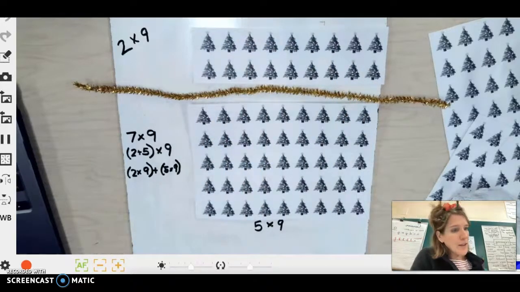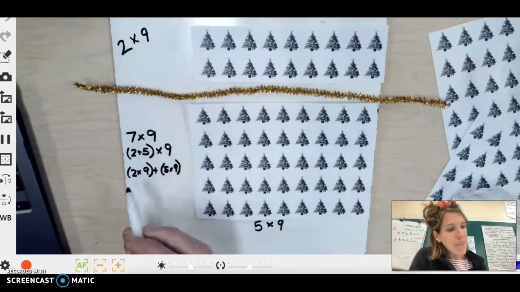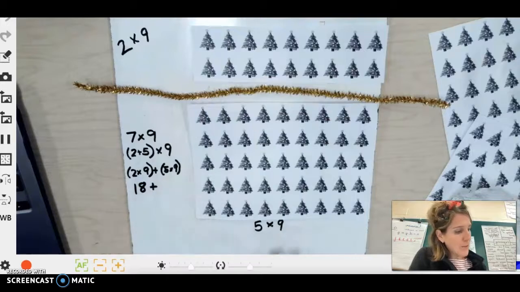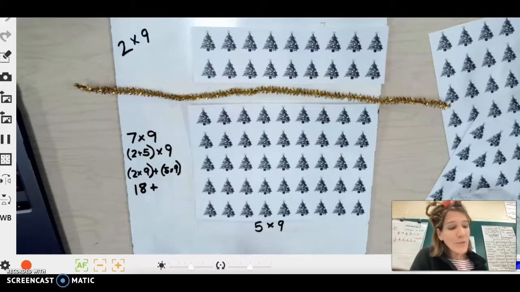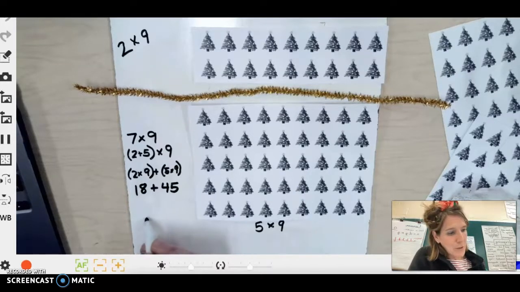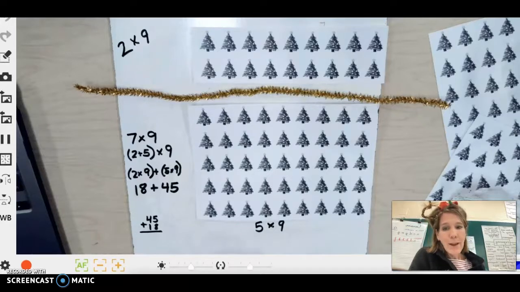There we go. 2 times 9 is 18. 5 times 9 is 45. I can't do that one in my head. So I'm going to come over here and I'm going to do 45 plus 18. 8 plus 5 is 13. Carry the 1 up.